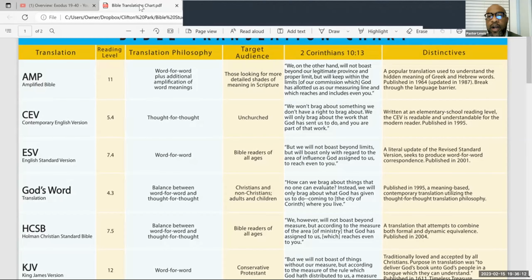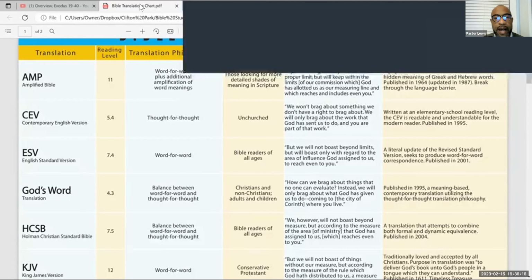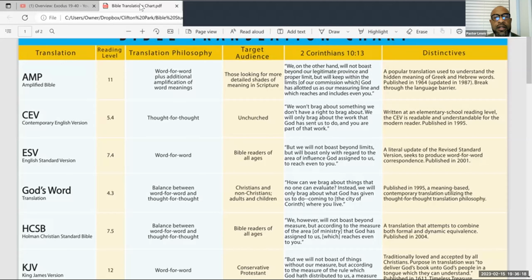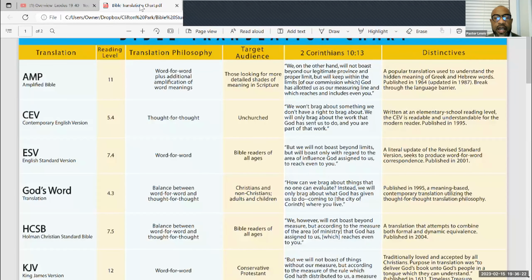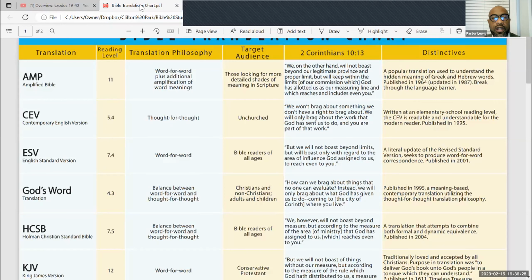Last week when we were talking, one of the things that we talked about was Bible translations. We talked a lot about that. And so we talked about there being a variety of different versions of the scripture, and that each version of the scripture is valuable for the particular reason that you are going to it.